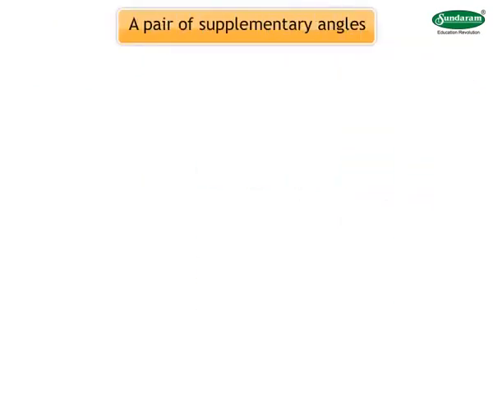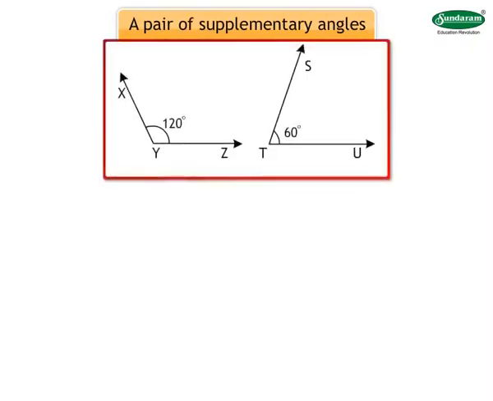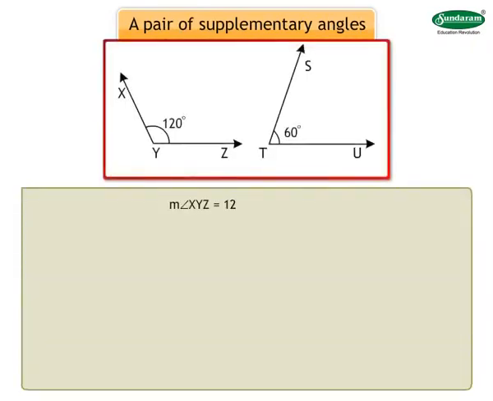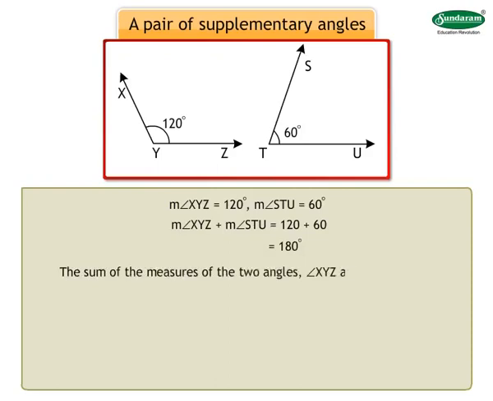Next is a pair of supplementary angles. Look at the figure. Here, measure of angle XYZ is 120 degrees and measure of angle STU is 60 degrees. When we add the measures of these two angles, that is 120 degrees and 60 degrees, we get 180 degrees. Thus, the sum of the measures of the two angles, angle XYZ and angle STU, is 180 degrees.